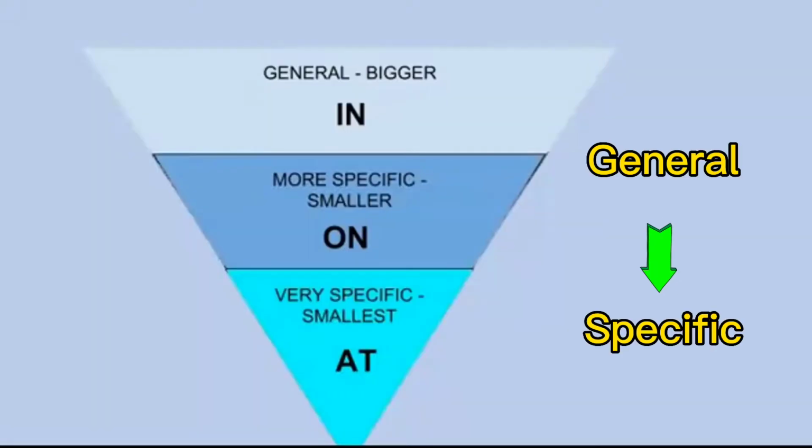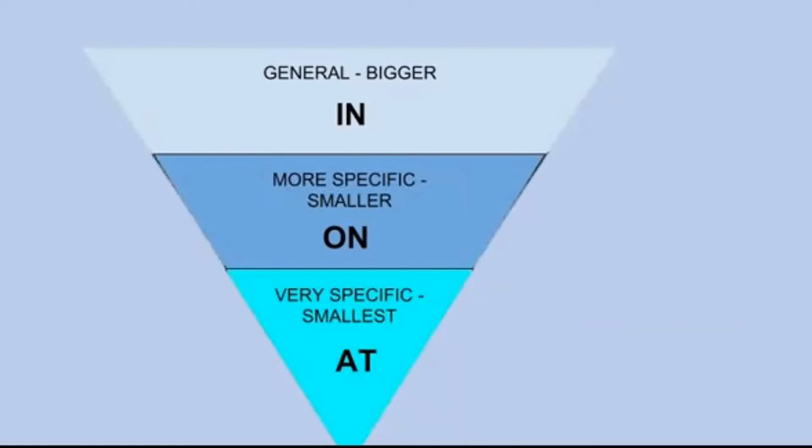As you can see here, we have an inverted pyramid. This will show us the function of in, on, and at as prepositions of time. We use in when we refer to a general period of time. We use on if we refer to a more specific period of time compared to in. And at last, we use at for a very specific period of time. Let's talk about these one by one.